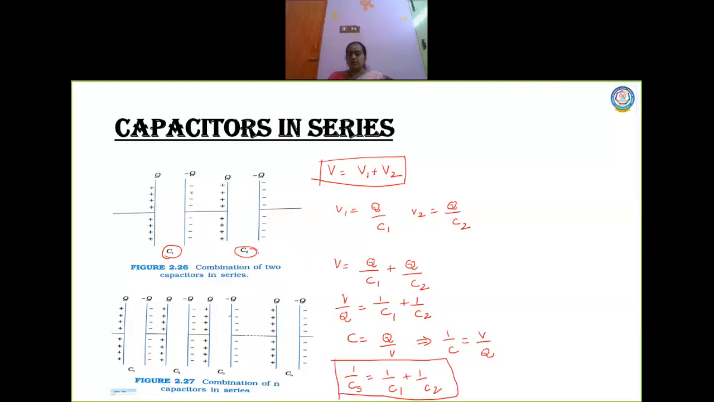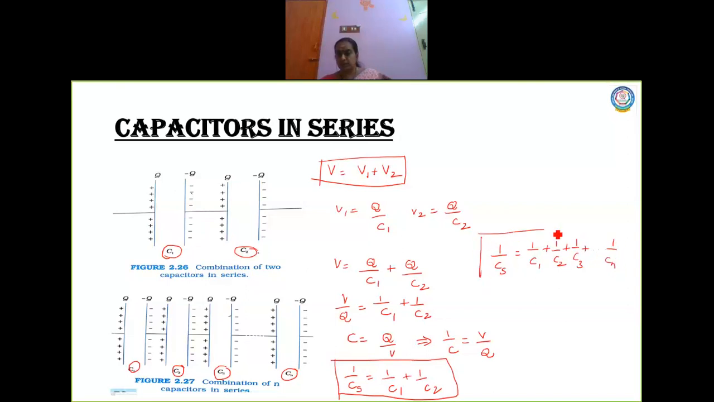Okay. Now this derivation I derived with respect to two capacitors connected in series. Now look at this diagram, children. Here you have so many capacitors. Now I have here C1, C2, C3 up to Cn. So you can connect n number of capacitors like this in series, the resultant of which will be 1 by Cs is equal to 1 by C1 plus 1 by C2 plus 1 by C3 up to 1 by Cn.